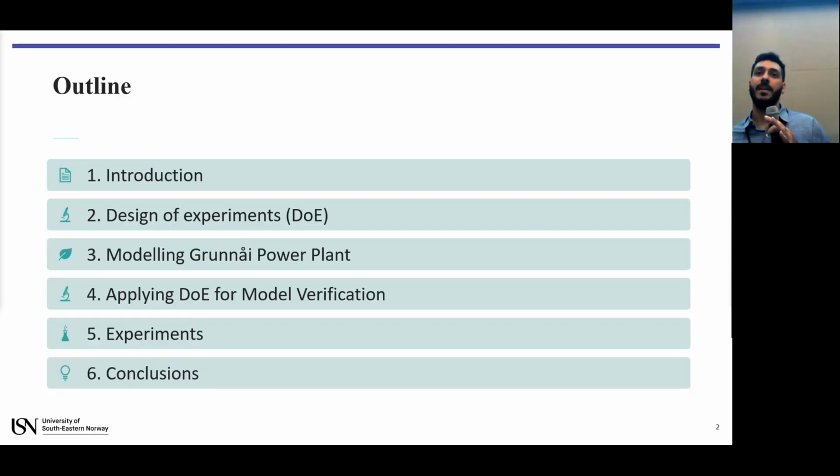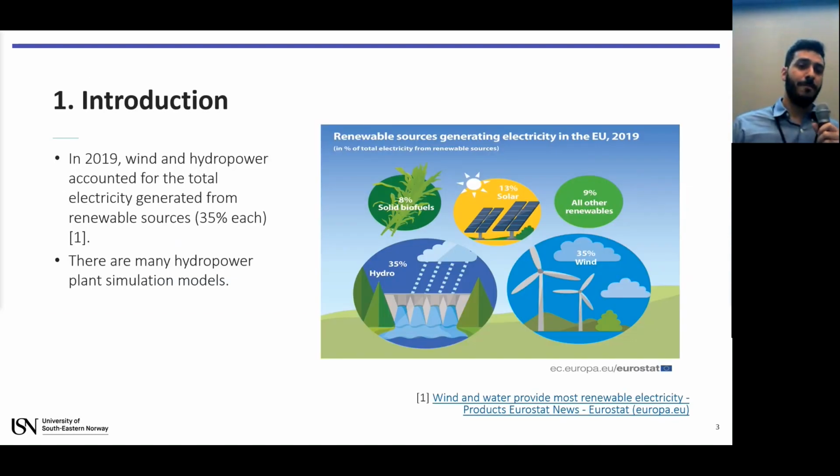This presentation is divided into 6 parts. We're gonna go a little bit into the background, the design of experiment itself, the modeling of a power plant that we're gonna use as a case study. And then we're gonna apply the design of experiment. Here we're gonna present just one of the examples, but we're gonna show the results and draw some conclusions about it.